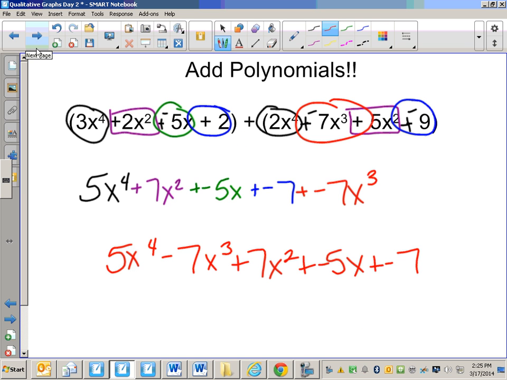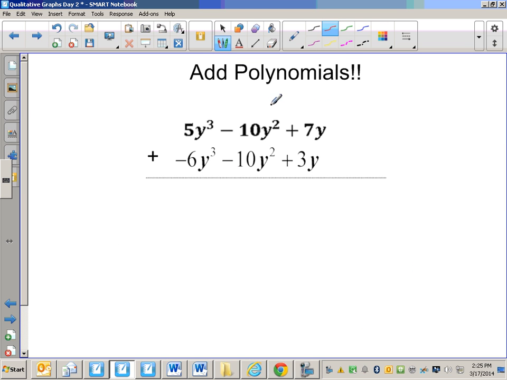Sometimes you might see it in Math Excel where they're stacked like this. Notice I have my y cubed stacked, my y squared stacked, and my y stacked. Same idea. That's always good. And I have everything in plus negative form. So then you can just add right down the column. So 5y cubed and negative 6y cubed is a negative y cubed. Negative 10y squared plus a negative 10y squared is a negative 20y squared. And 7y plus 3y is 10y.